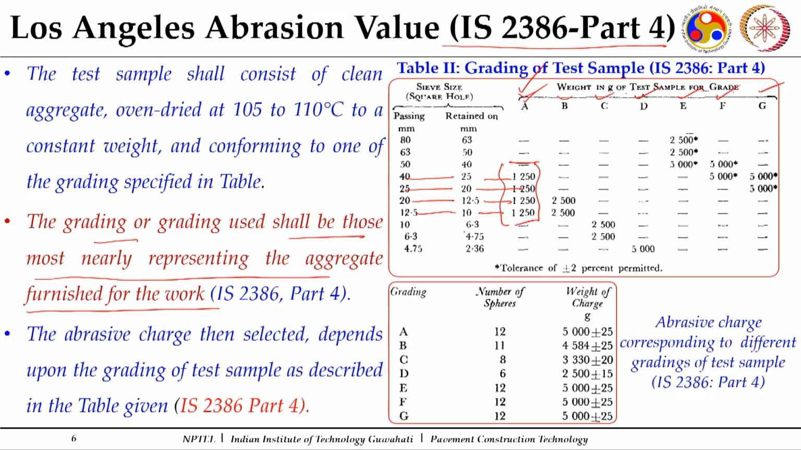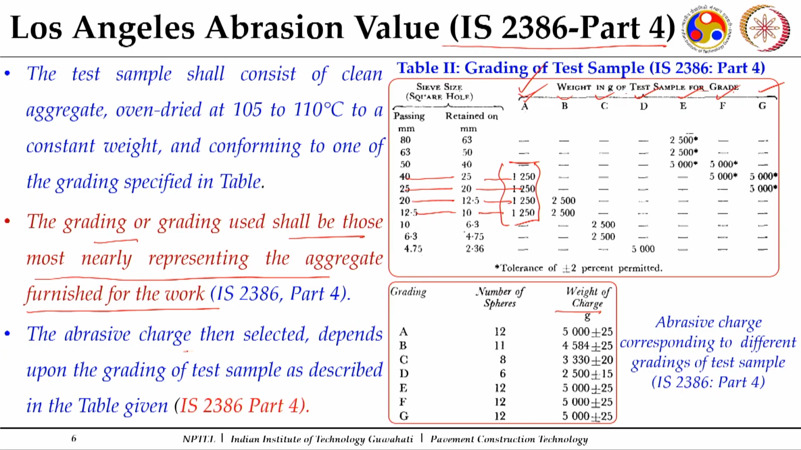Now, in this test you need to have some charges to abrade. This abrasion action is created at laboratory scale with the help of abrasive charges. I will show you in the next slide. The abrasive charge is in the form of steel balls which are put along with these aggregate particles. A steel ball used as an abrasive charge has a standard weight, so depending upon the number of steel balls we are going to use, the weight of the charge can be mentioned.